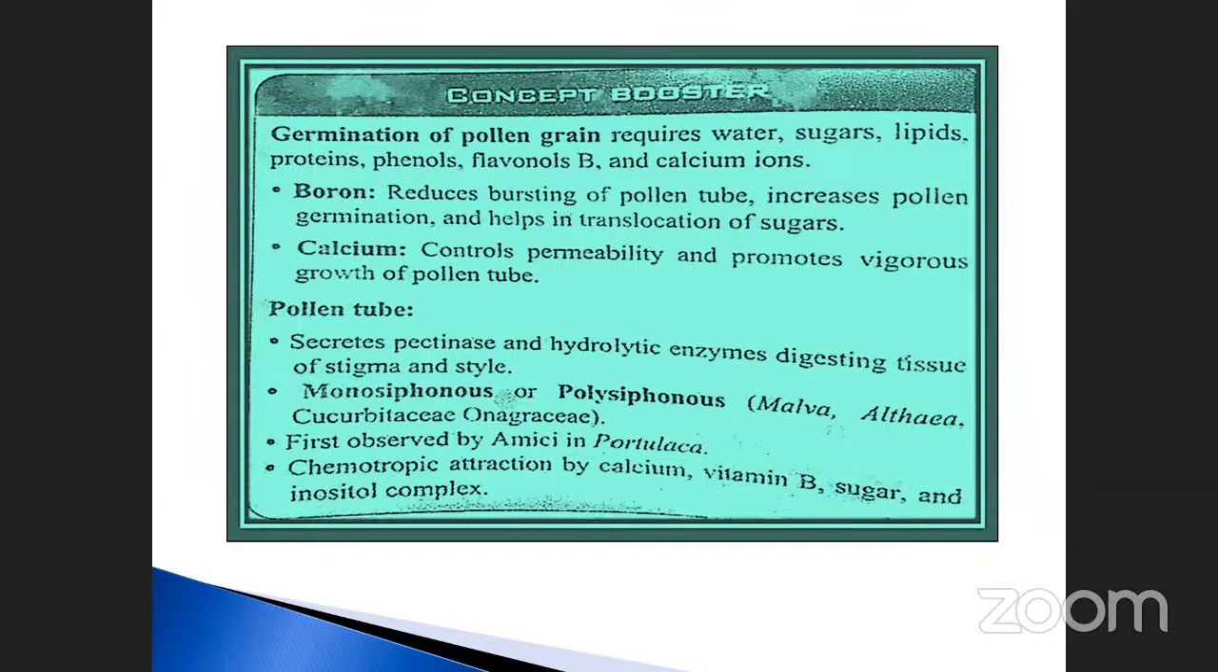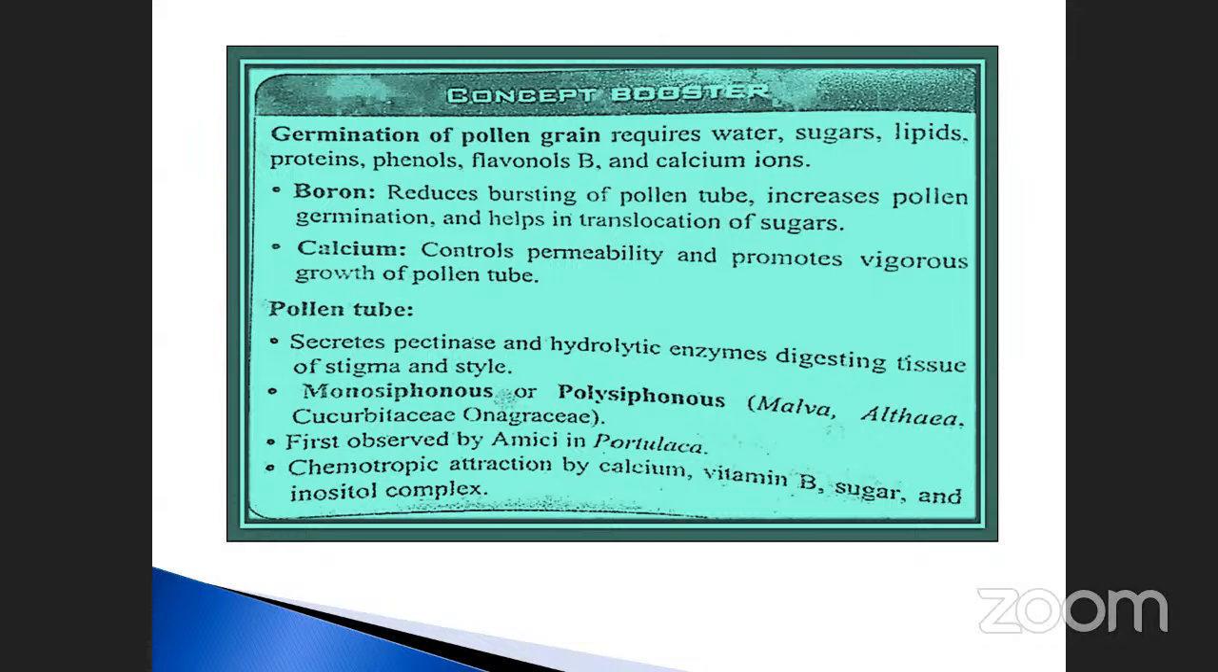And then calcium controls permeability and promotes vigorous growth of the pollen tips. Suppose calcium is absent, how will the pollen tip grow vigorously? What is the use? It will not reach exactly the ovule or somewhere else; it may be wasted. Likewise, calcium controls the permeability and promotes the vigorous growth of the pollen tips.